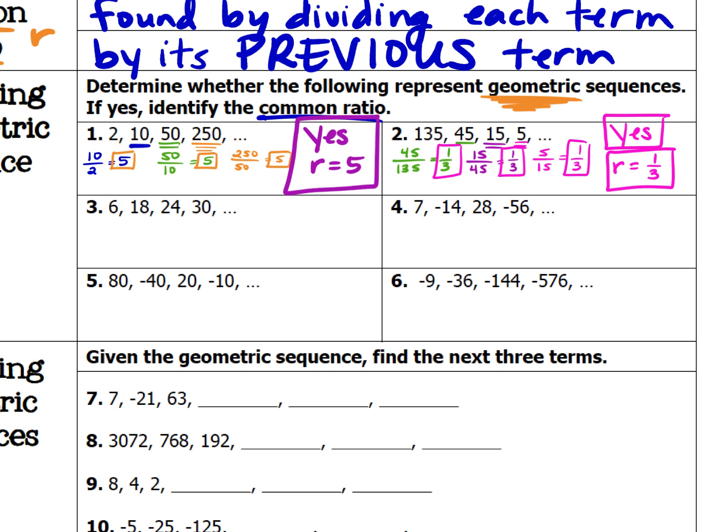Take a look at this next one. Look at number 3 and try that process yourself. So you have 6, 18, 24, 30. See, is it a geometric sequence? And if so, what is your common ratio? So write it out, calculate what needs calculating, and we'll go from there.